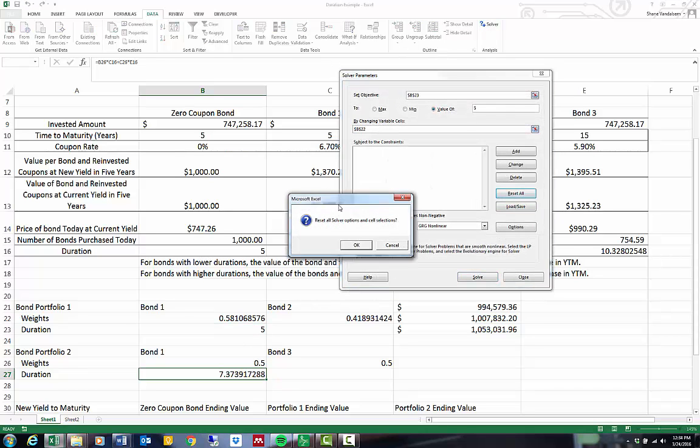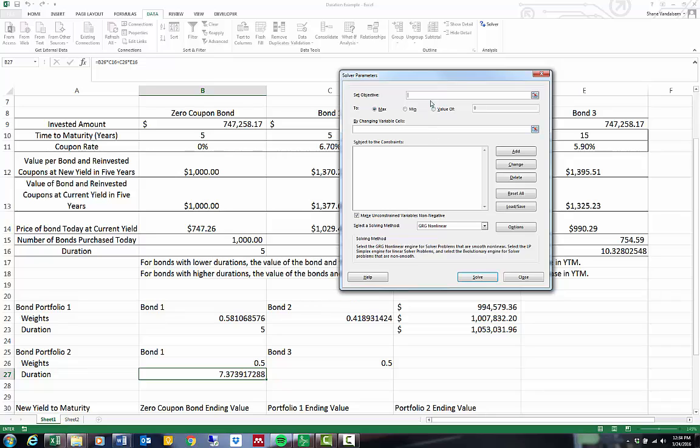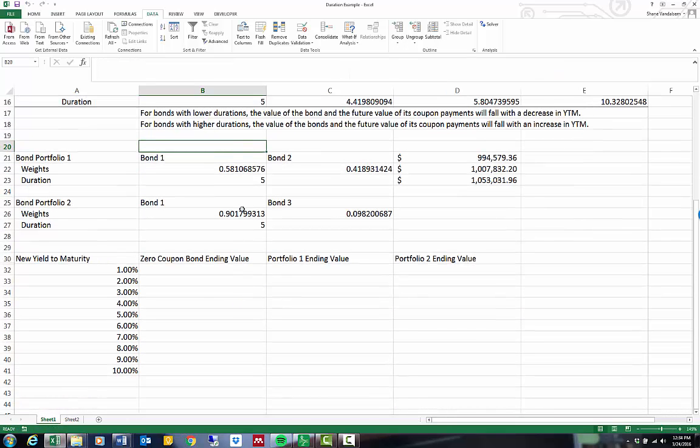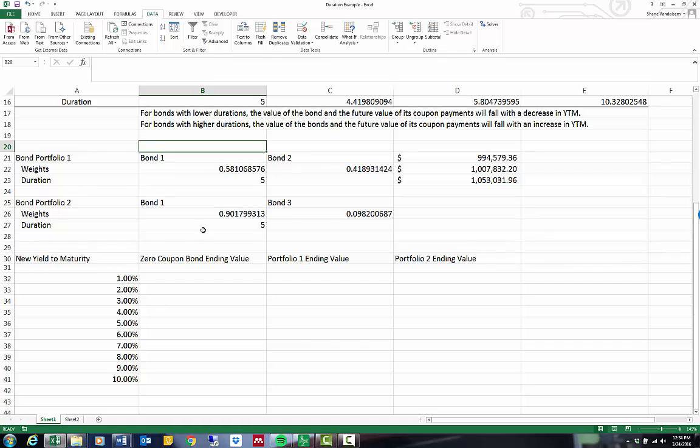I'm going to reset everything. Yep. And set objective, cell B27, duration to a value of 5. By changing the variable, the weight in bond 1, press OK. And here we get 90.18% in bond 1 and 9.82% of our portfolio in bond 3.